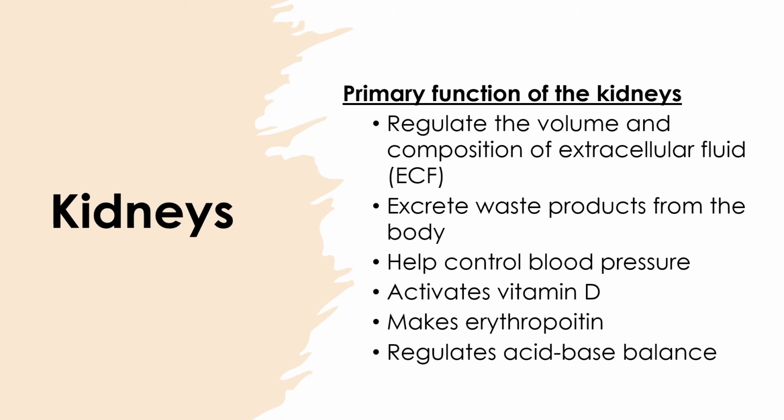So we're going to start right with the kidneys here. We're going to go over some primary functions of the kidneys. It's really our principal organ of the urinary system. Our kidneys are made to regulate the volume and composition of extracellular fluid. They help excrete waste products from the body. They help control blood pressure, help activate vitamin D, make erythropoietin, and regulate acid-base balance.